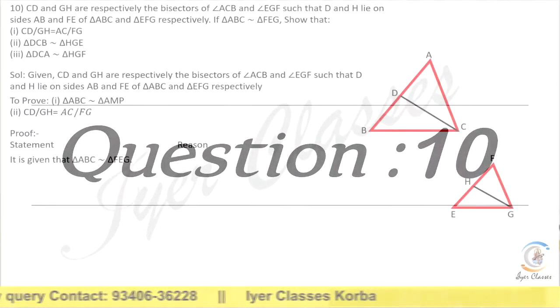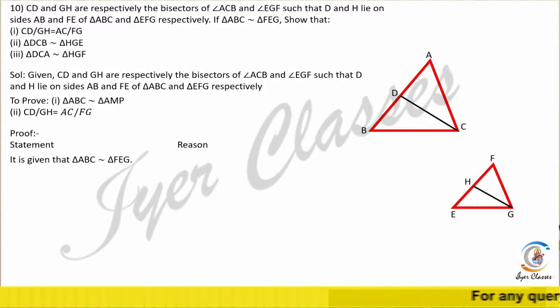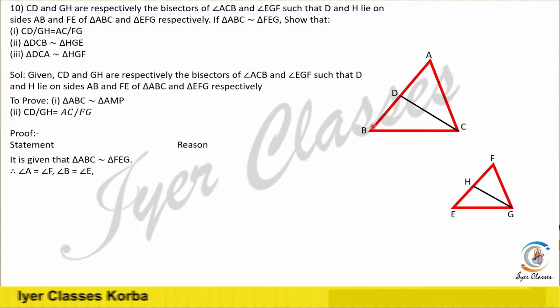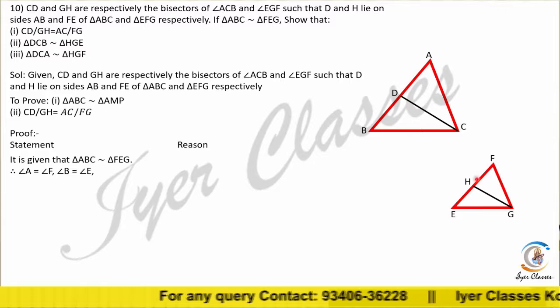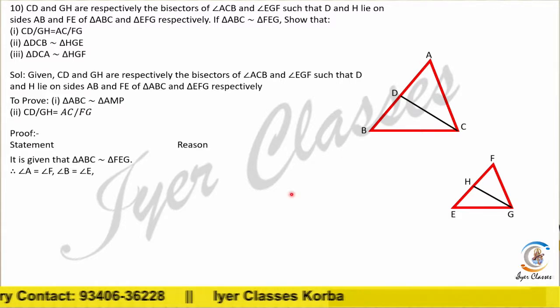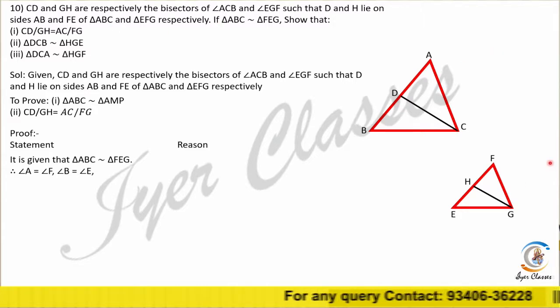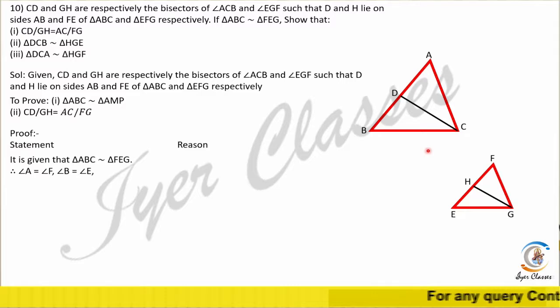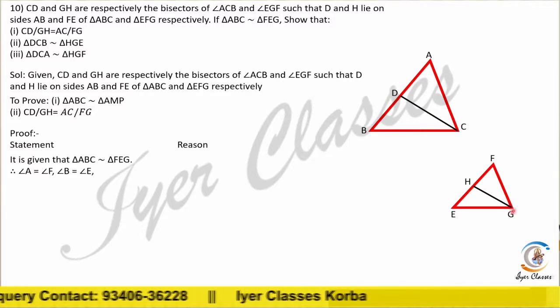Let us do question number 10 now. In this we are given that CD and GH are the bisectors of angle ACB, that is angle C, and angle G respectively, and D and H lie on the side AB and FE respectively of triangle ABC and triangle EFG. We are already given that triangle ABC and triangle FEG are similar to each other, and we are supposed to show that CD by GH is equal to AC by FG.